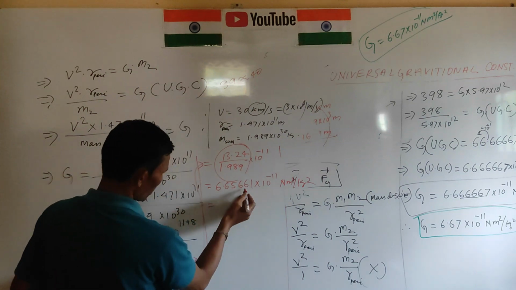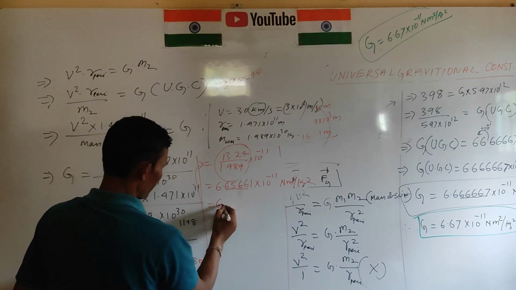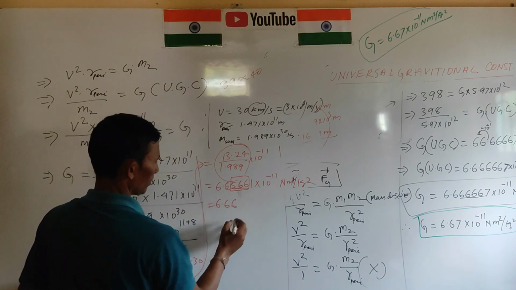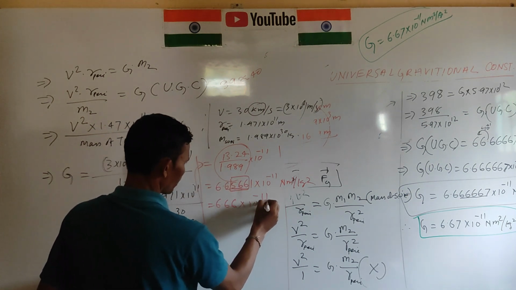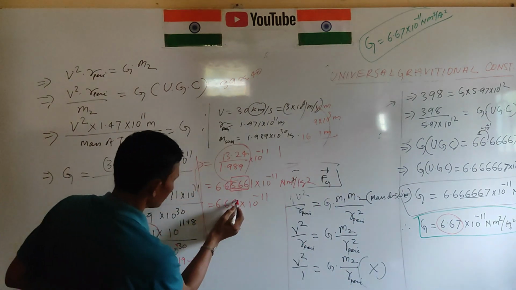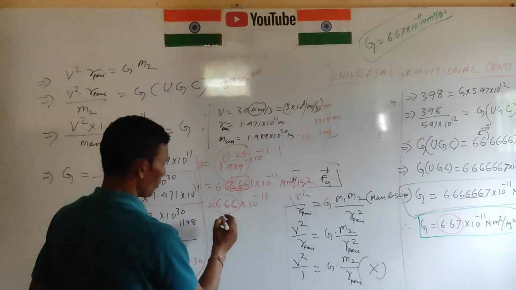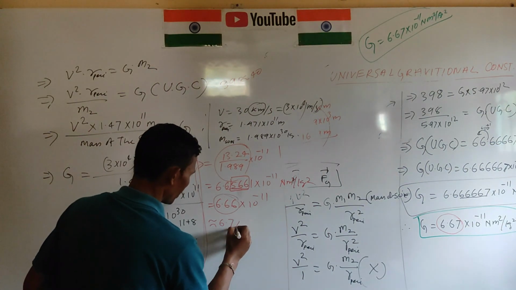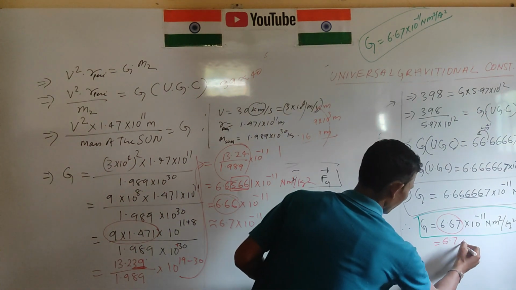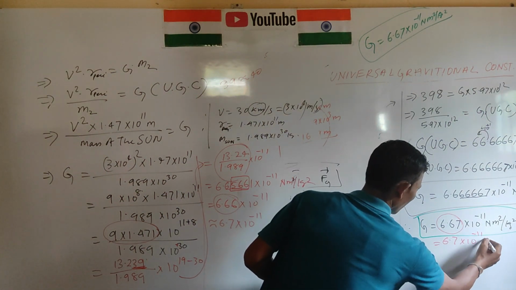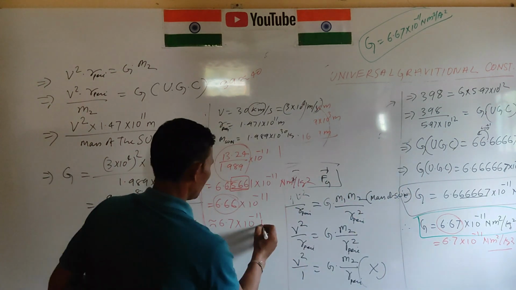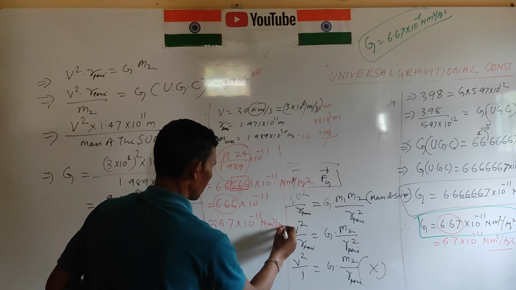So consider this one 6.6, into 10 to the power minus 11. Here there is a slight change, so it is considered 6.7 into 10 to the power minus 11 Newton meter square per kg square.